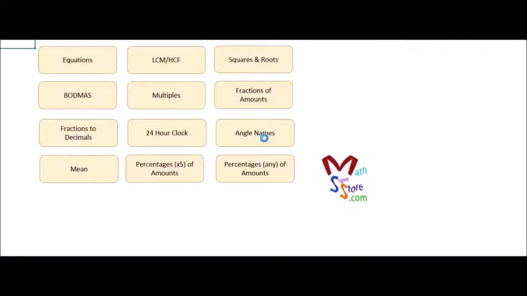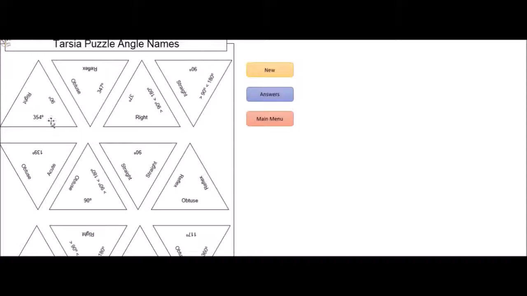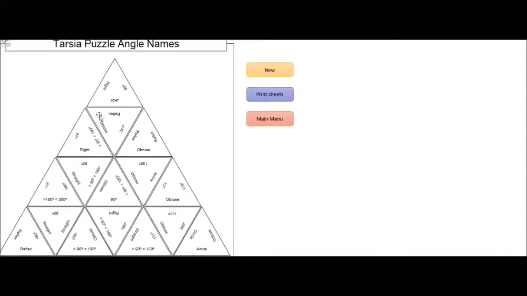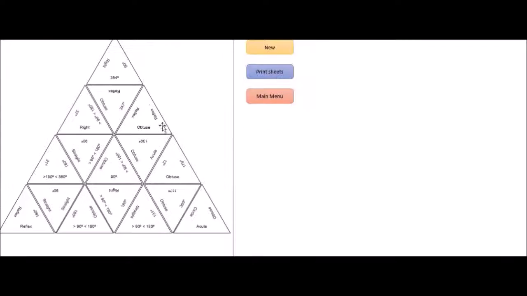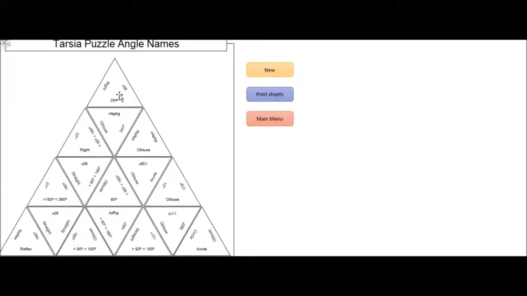If we choose angle names, it's easier to see. It will create a Tarsia puzzle for angle names. So 90 degrees will fit next to a right angle. But it needs to form, at the end, a full large triangle. So there may be a right angle here, 90 degrees, 90 degrees. And if the students put this 90 degrees down where this one is here, it wouldn't work. So it can become quite complicated.